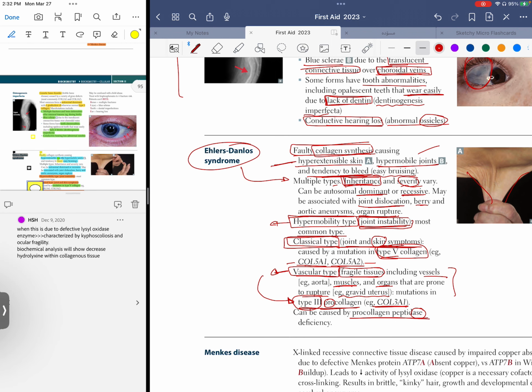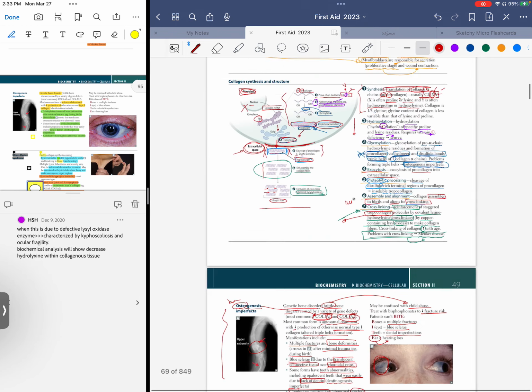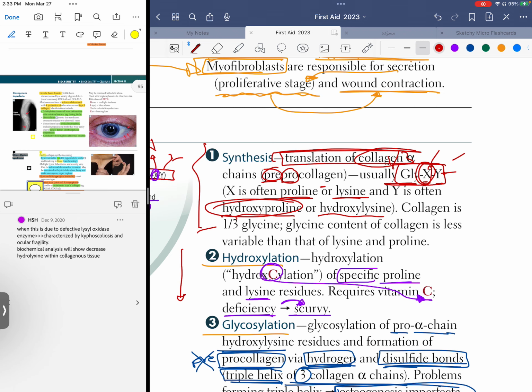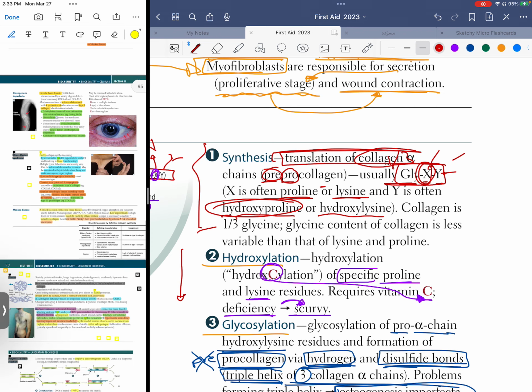When this is due to defective lysyl oxidase enzyme, it is characterized by kyphoscoliosis and ocular fragility. So if we have the problem specifically with the lysyl oxidase enzyme, it is characterized by kyphoscoliosis and ocular fragility in addition to these symptoms. Biochemical analysis will show decreased hydroxylysine in collagen tissues. When we do that biochemical analysis, we could see the decrease in the hydroxylysine within the collagen tissues. And we know that hydroxylysine is one of the basic components of collagen over here. So it makes sense to see those.